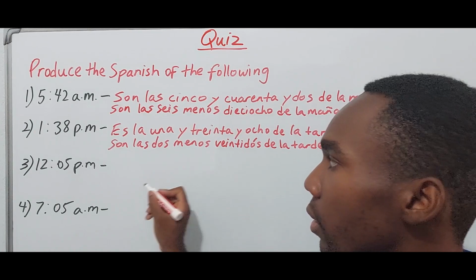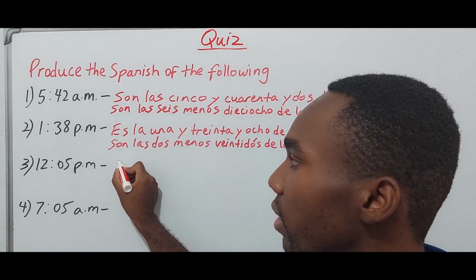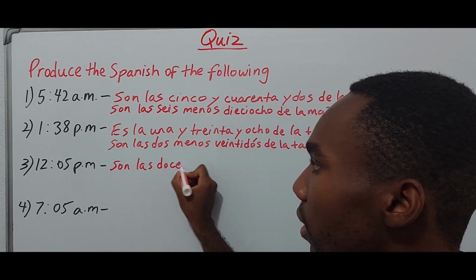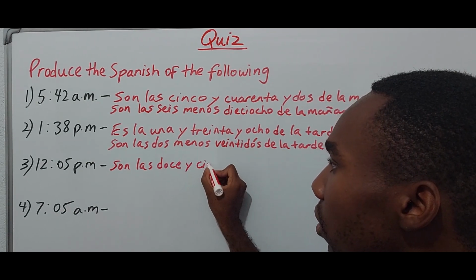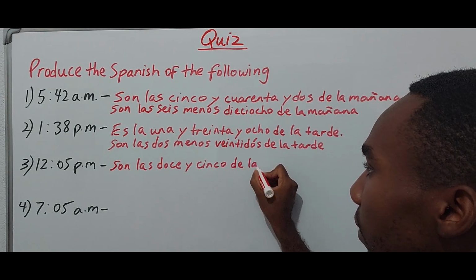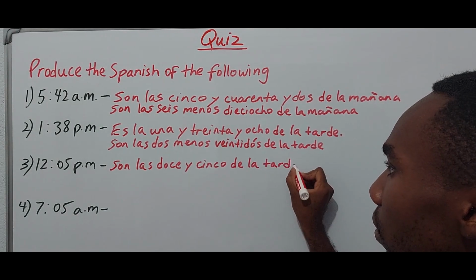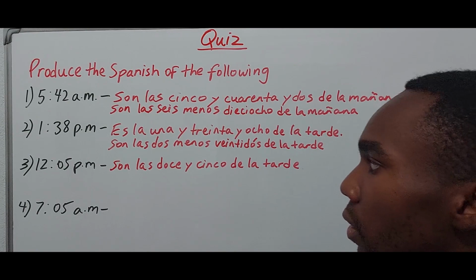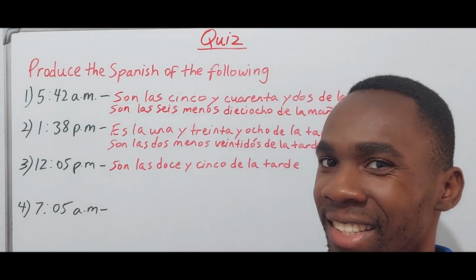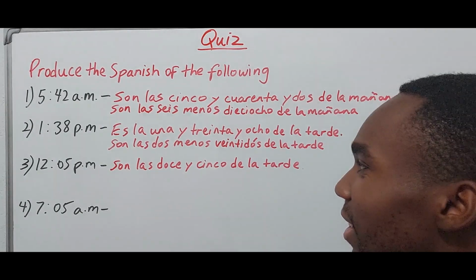3. Traditional method: son las 12:05 de la tarde. That's afternoon. Yep. There's no other method for that.